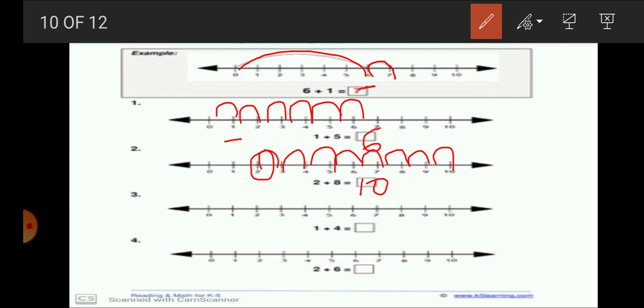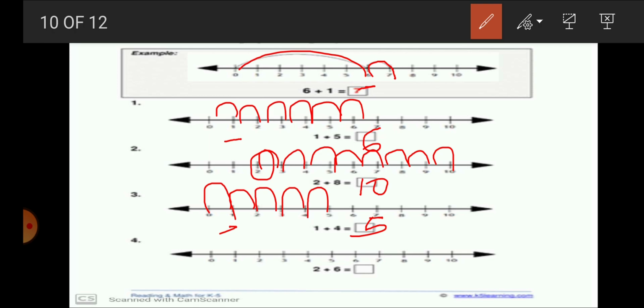Next is 1 plus 4. So what should we do? First of all, find number 1 on the number strip. Where is number 1? So here is number 1. Okay, so stand there. After number 1, what should we do? We have to move 4 steps forward on the right side of the given number. Let's do it. Start counting. 1, 2, 3, 4. Where do you stop? Where do you reach? Yes, at number 5. So 5 is our answer.